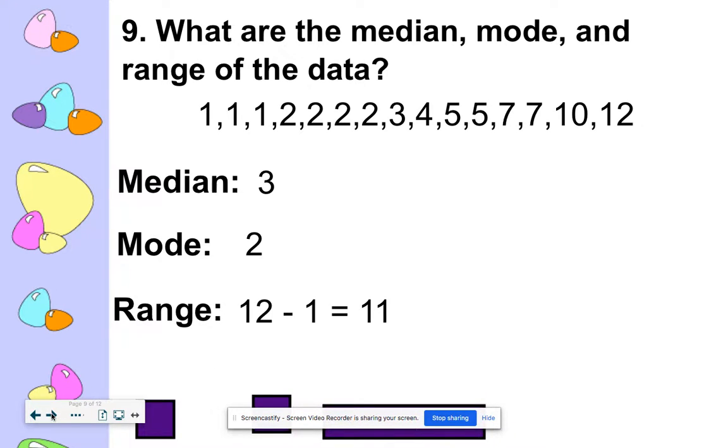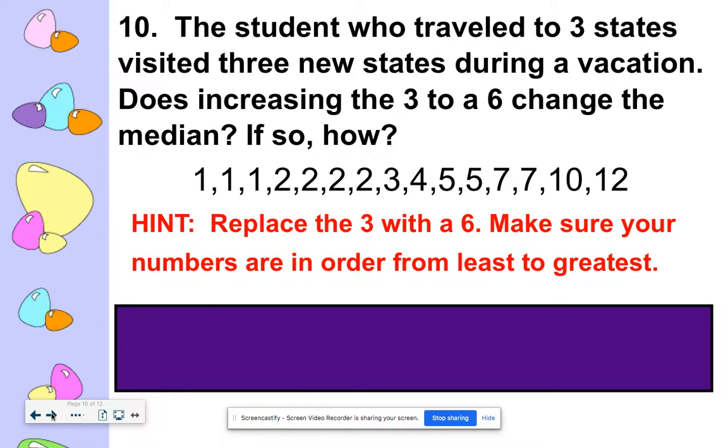Now moving on to question number 10. The student who traveled to 3 states visited 3 new states during a vacation. Does increasing the 3 to a 6 change the median? If so, how? So here are our original numbers in order from least to greatest. And I've given you a hint. So replace your number 3. You're going to put a number 6 in. But you still need to make sure that your numbers are in order from least to greatest.